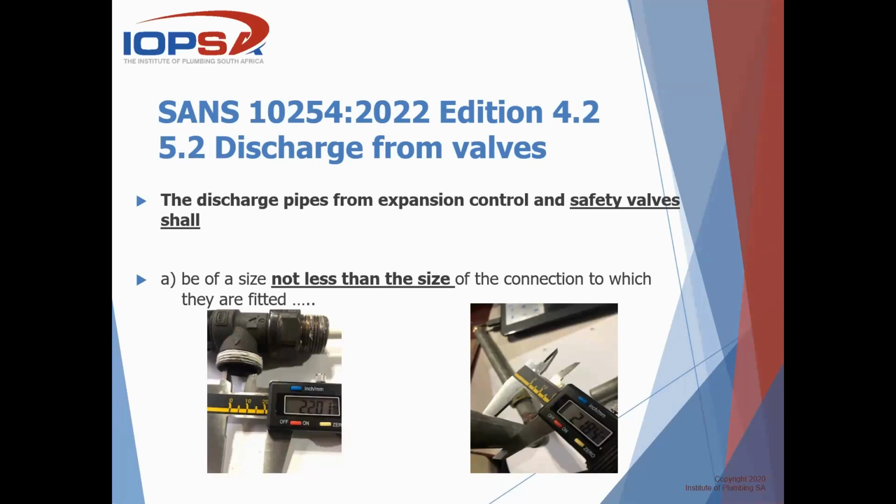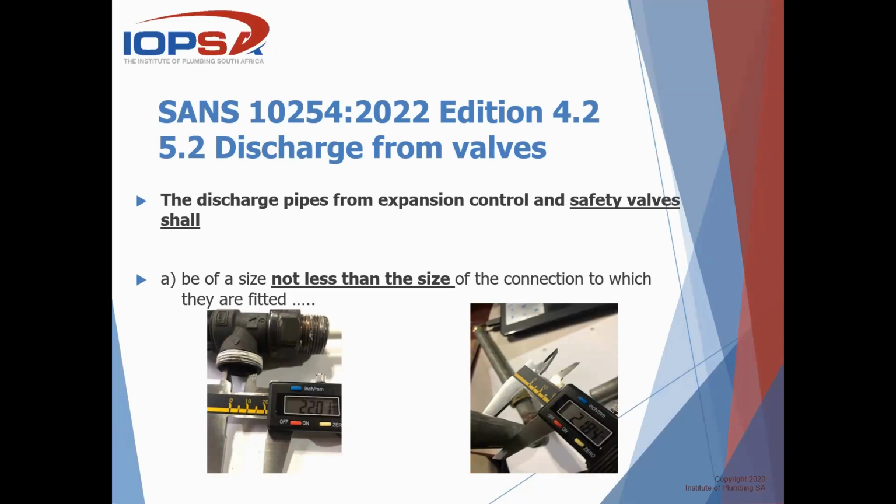All right, so let's have a look at SANS 10254 2022, which is the latest edition that I have, 4.2. The reference is 5.2, and it speaks boldly about the discharge from valves. So let's have a look at the first section. It says the discharge pipes from expansion control and safety valves shall.